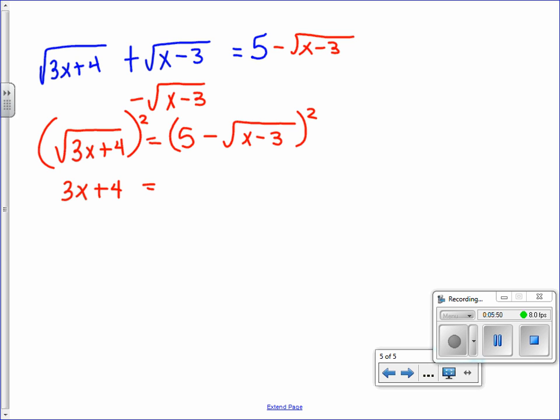But I have this one, which is going to end up being, let's see, 25 minus 10 times the square root of x minus 3, minus, no, plus x minus 3, right? I tried to do that in my head. Is that what you get? Do I need to do it out of the way? Yeah, okay. Because this is what you have, right?